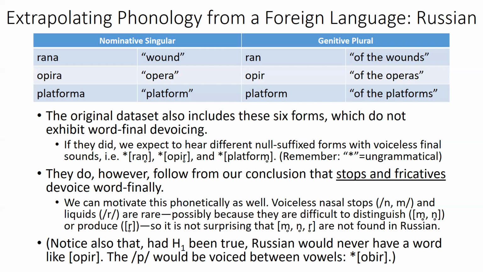When we look at the word opera, nominative singular, Russian would never even have a word like opir if we voiced, for example, between vowels or in front of vowels. Opir would always become obir every time we said it. So that's just another piece of evidence that we don't have voicing of all stops and fricatives.